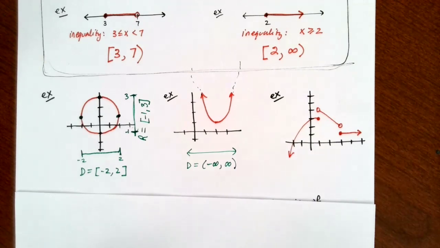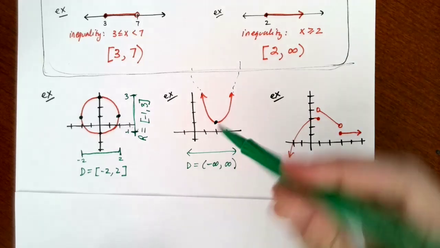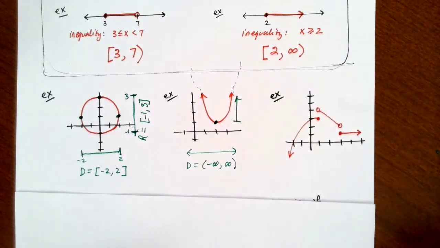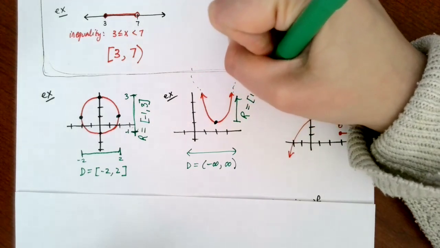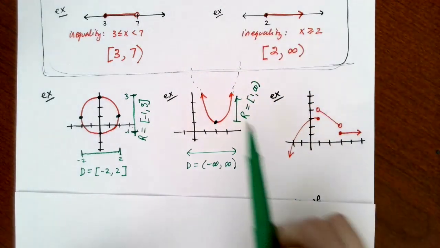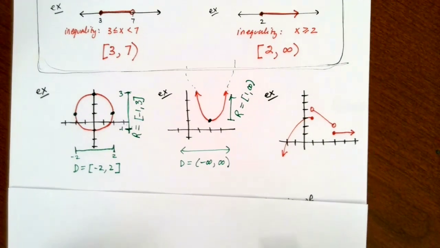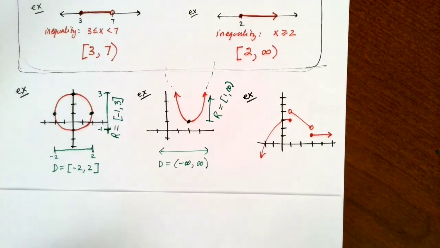All right, for the range though, it's not everything. The lowest y value that gets used would be at the vertex right here, right? So the range is only using the y values from 1 and then up, up, up forever. So our range is 1 to infinity with a bracket on the 1 because it really is being used as a y value. All right, my third and final graph example is the wackiest one.